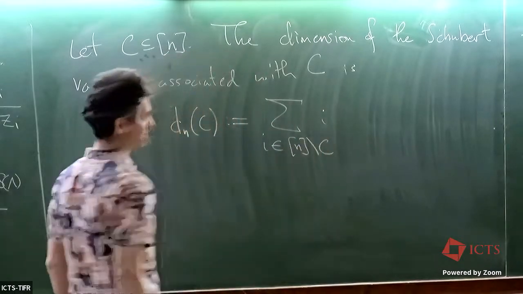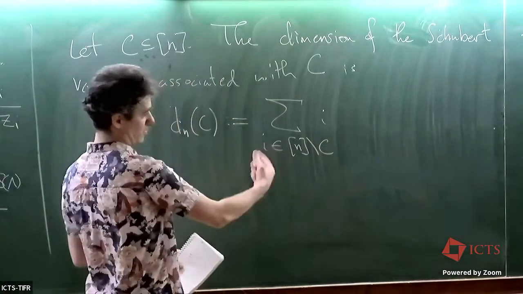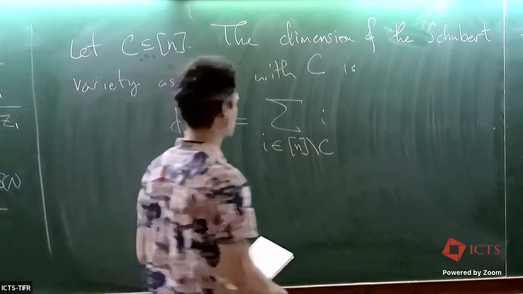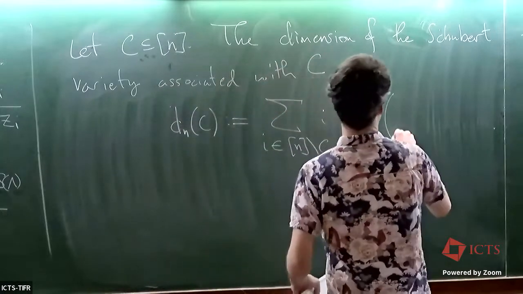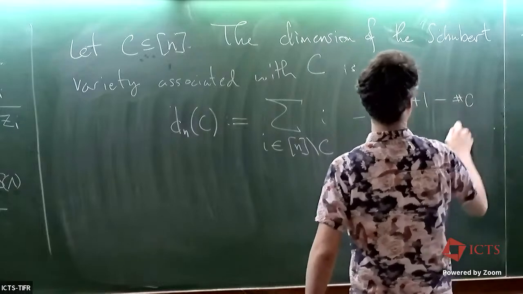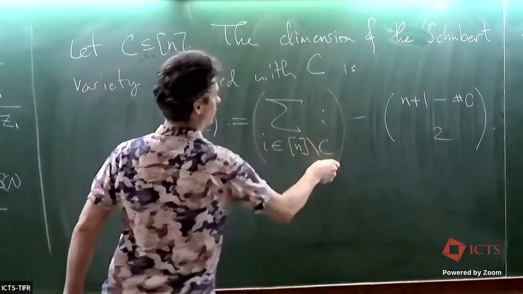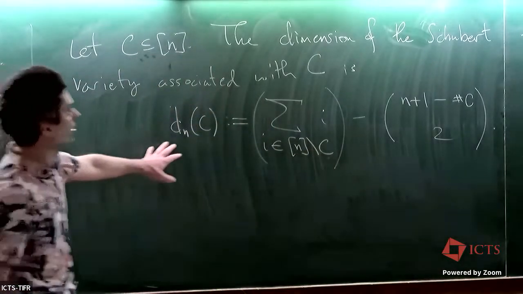And I'm just going to sum those i's up. Okay, so you can think of this as a major index of sorts. Angela described this major index. Of course, there's no descent set here, though maybe you can think about it like that. Minus a binomial coefficient, n plus 1 minus the cardinality of C over 2. That's on its own. Okay, this is the value of the dimension of the Schubert variety.